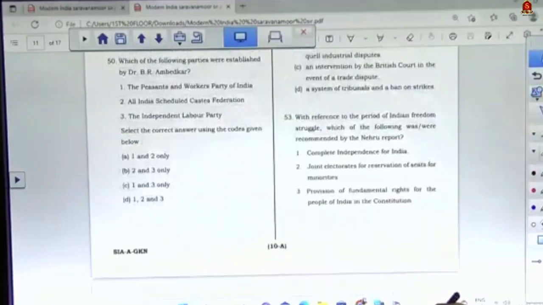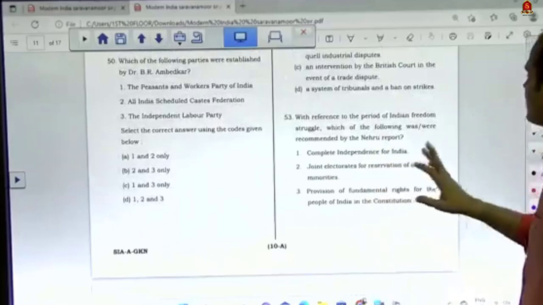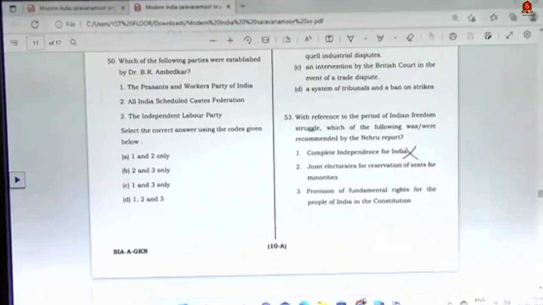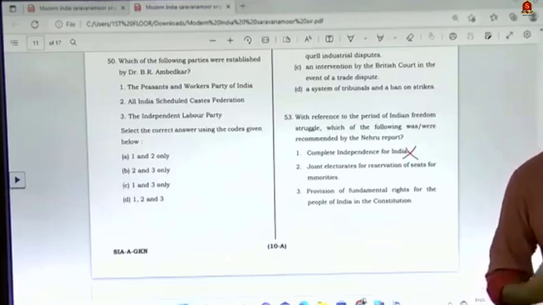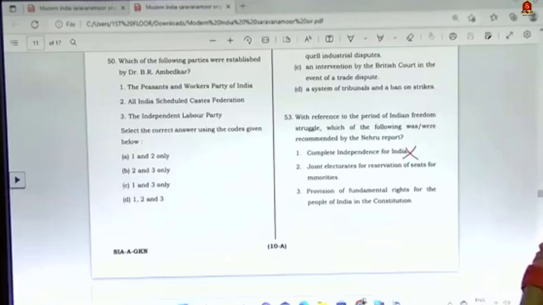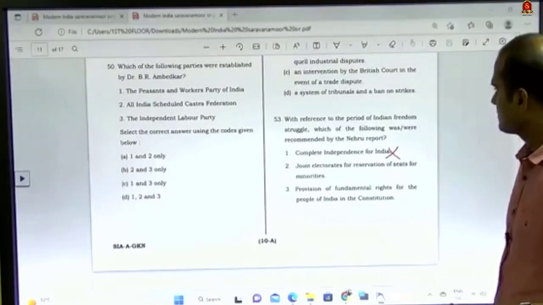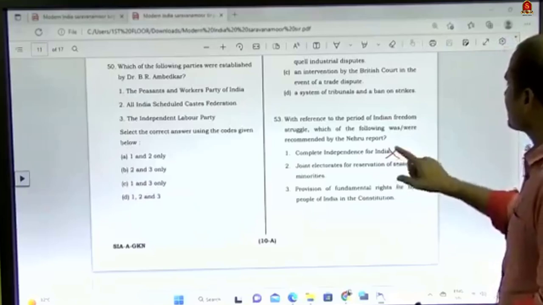Next, 53. With reference to the period of the Indian freedom struggle, which of the following was recommended by the Nehru Report? Complete independence? Definitely not. This is the first negative against the Nehru Report, against complete independence. It asked for Swaraj, not Purna Swaraj. Complete independence for India, wrong.